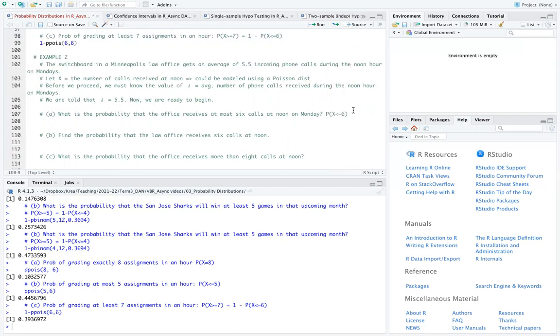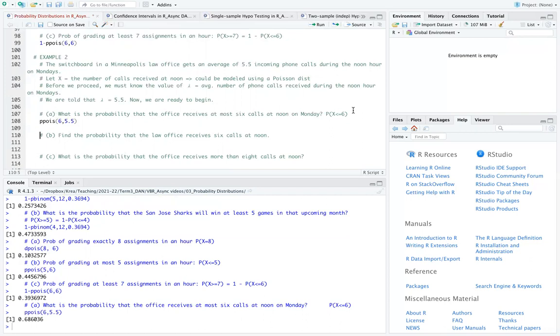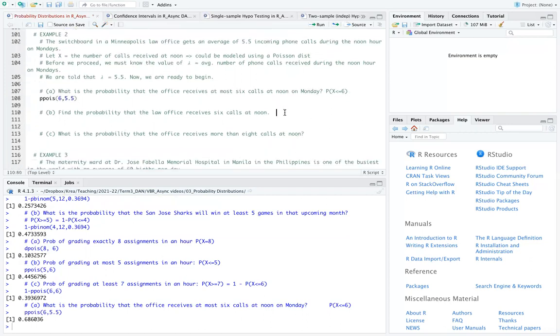So the maximum is 6. It can also include values below. So this is nothing but P Poisson. 6 is the number of interest, lambda is 5.5, and that's all we need. The answer is 68%. That's the probability of at most 6 calls.